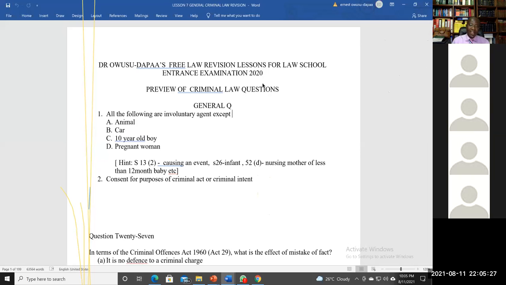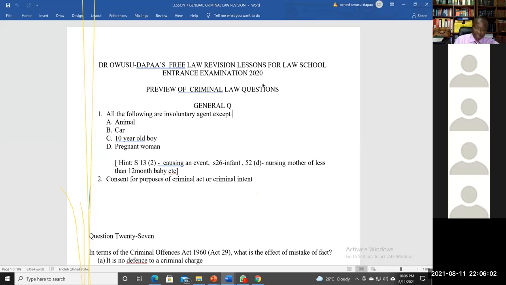Okay. So, yes, consent for purposes of criminal act or criminal intent. I would like you to know the 7 points in section 14. You have to know how consent is understood for purposes of criminal liability. And it's not difficult. Just read section 14 and make sure that you are familiar with all the senses in which consent has been explained.